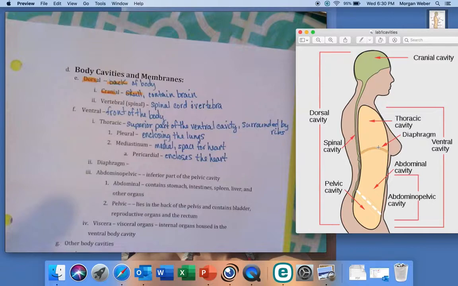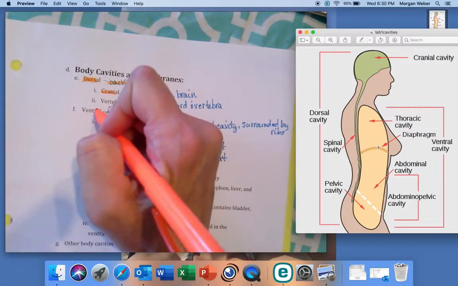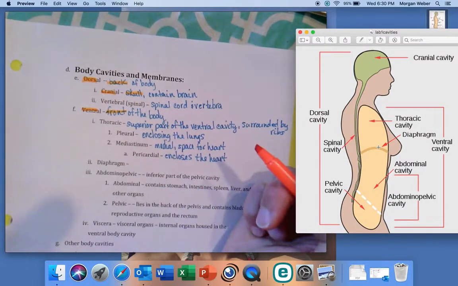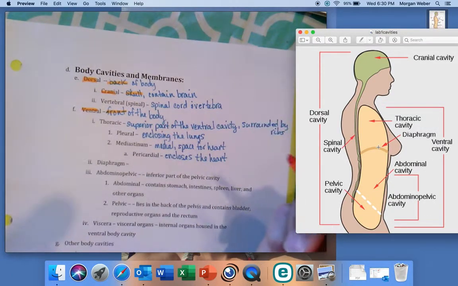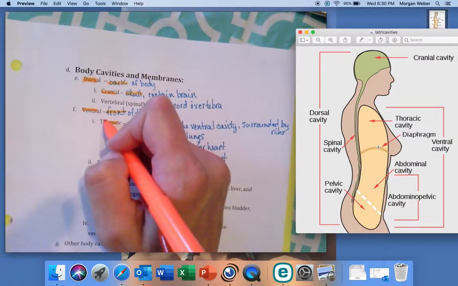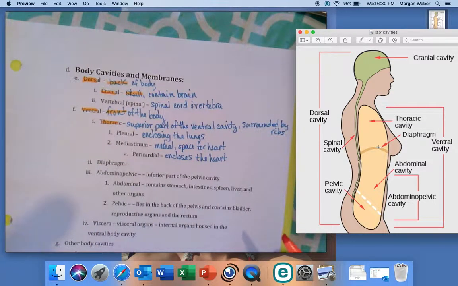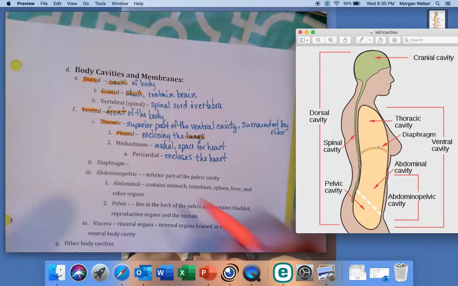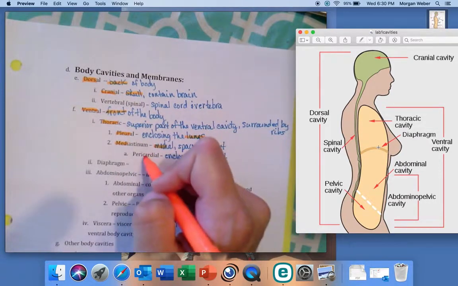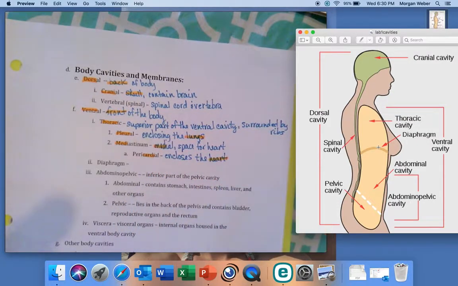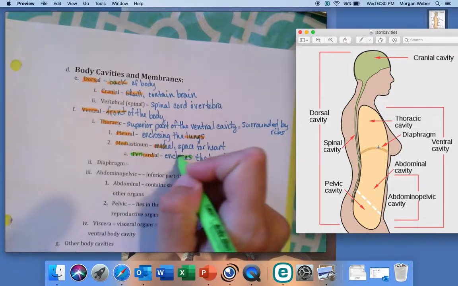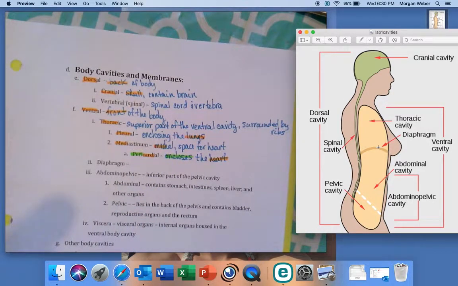So let's do med-term for this. Ventral, front, and then we have the thoracic, which is going to be my chest area. Pleur, which is going to be my lungs. Med, middle. And then we have cardi, heart. And we're going to pick up another color and do peri for enclosing or going around.